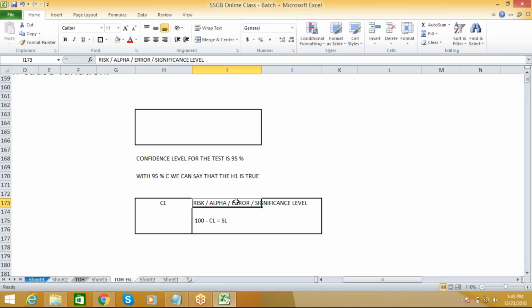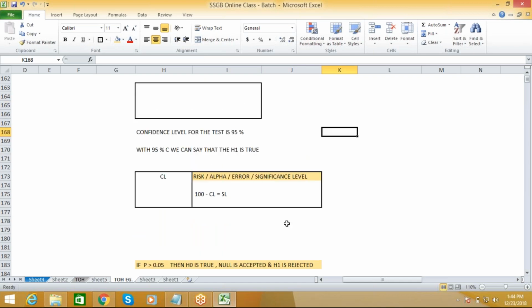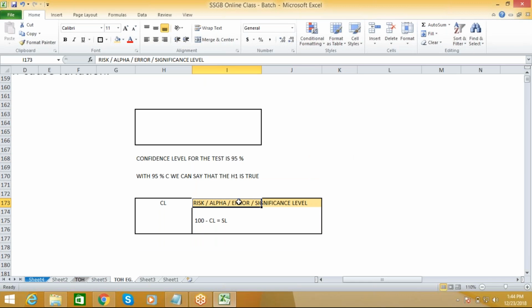Now I want you to pay attention for a minute here. This risk or the alpha or the error or the significance level has 4 different names, 4 alternate names. So be careful, in the exam they can ask you with any one of these names. It all means the same. They can ask you what is the risk or the alpha or the error or the significance level of this. It is 100 minus the CL, 100 minus 95.